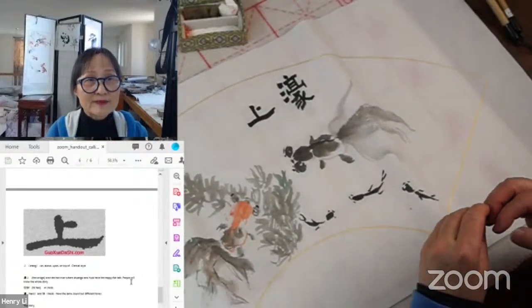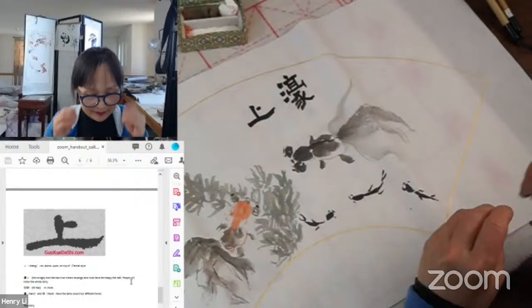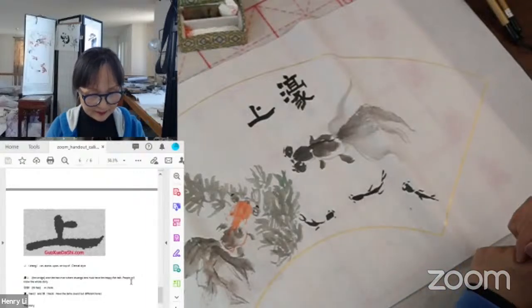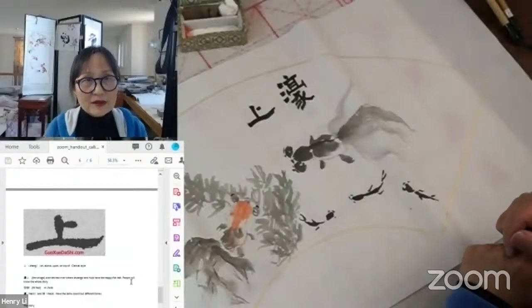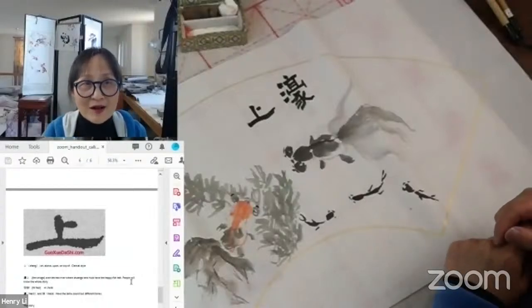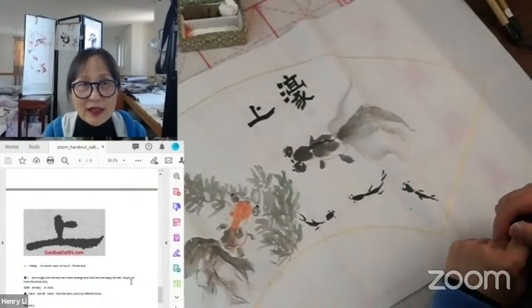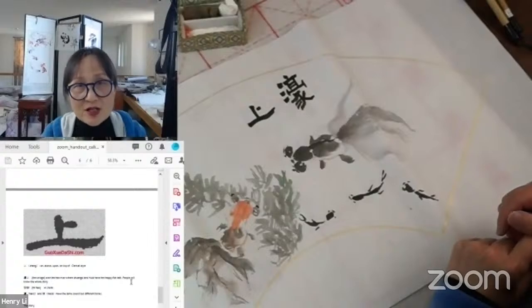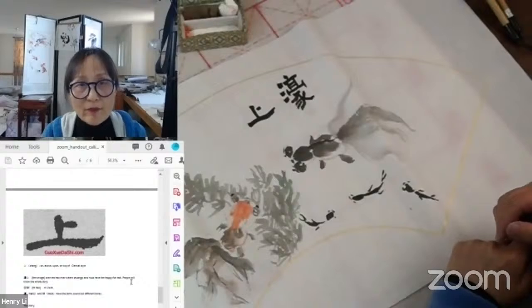Any question? Yeah, I had one question. Mike, because this is an old famous story, is that why you chose clerical for your characters? Clerical is the old form. Do you remember that we talked about it, just after the seal script, before standard style, before walking? Okay. Yes.